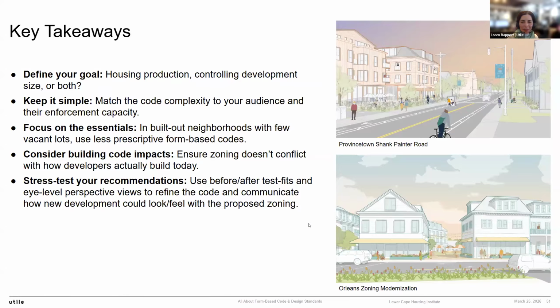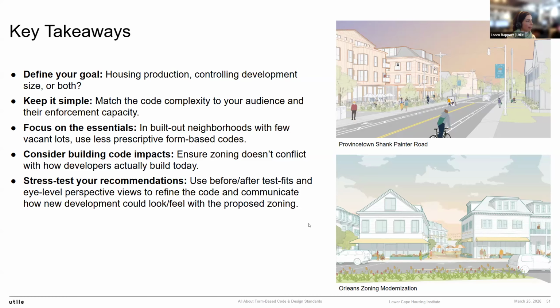So I'll end with a few takeaways before I pass things back. We've learned a few lessons now from our experience on form-based codes. Understanding what your goals are certainly first is a great place to start. Is it housing production? Are you trying to control development size, or is it both? We think that it's really important to keep the code simple so that your audience and those that are administering it can understand it and enforce it.